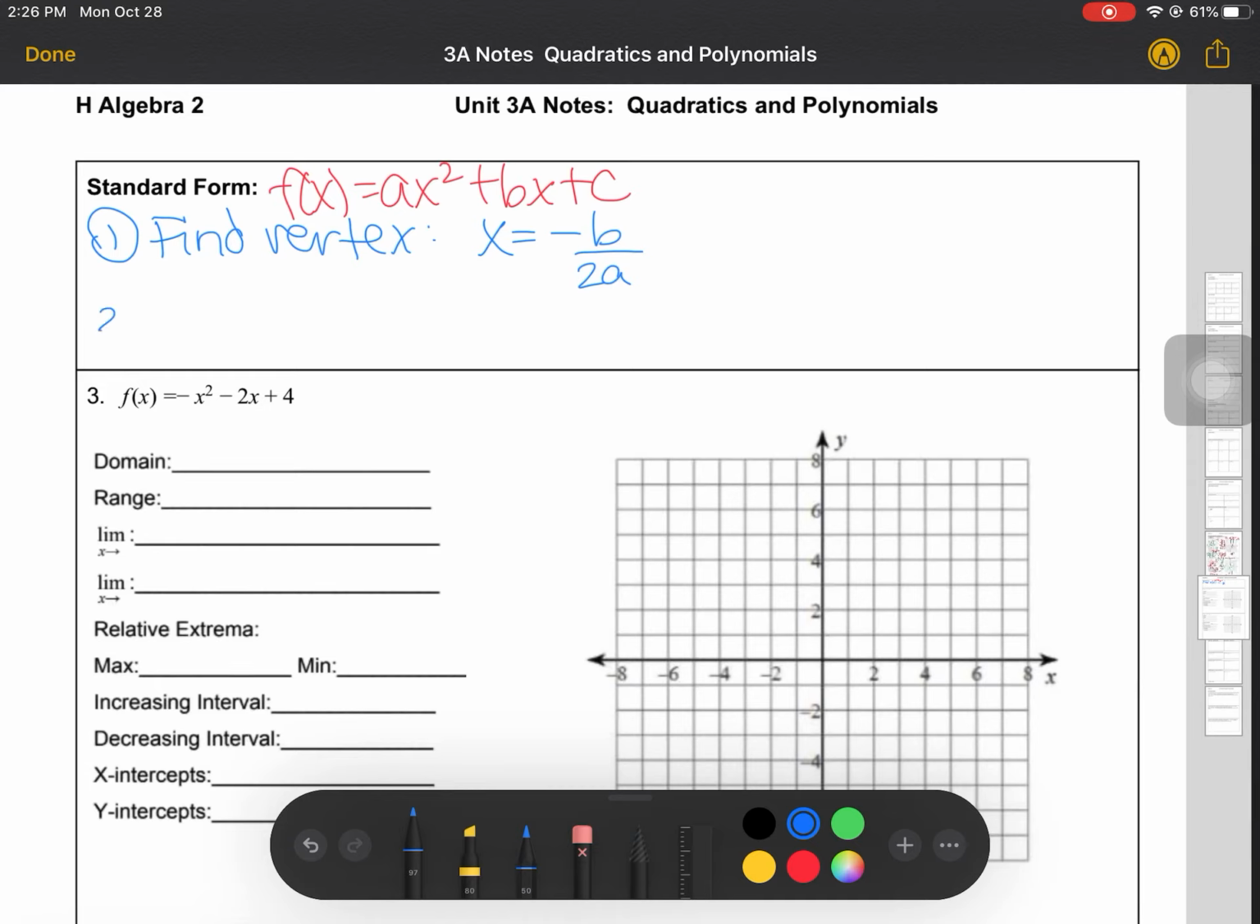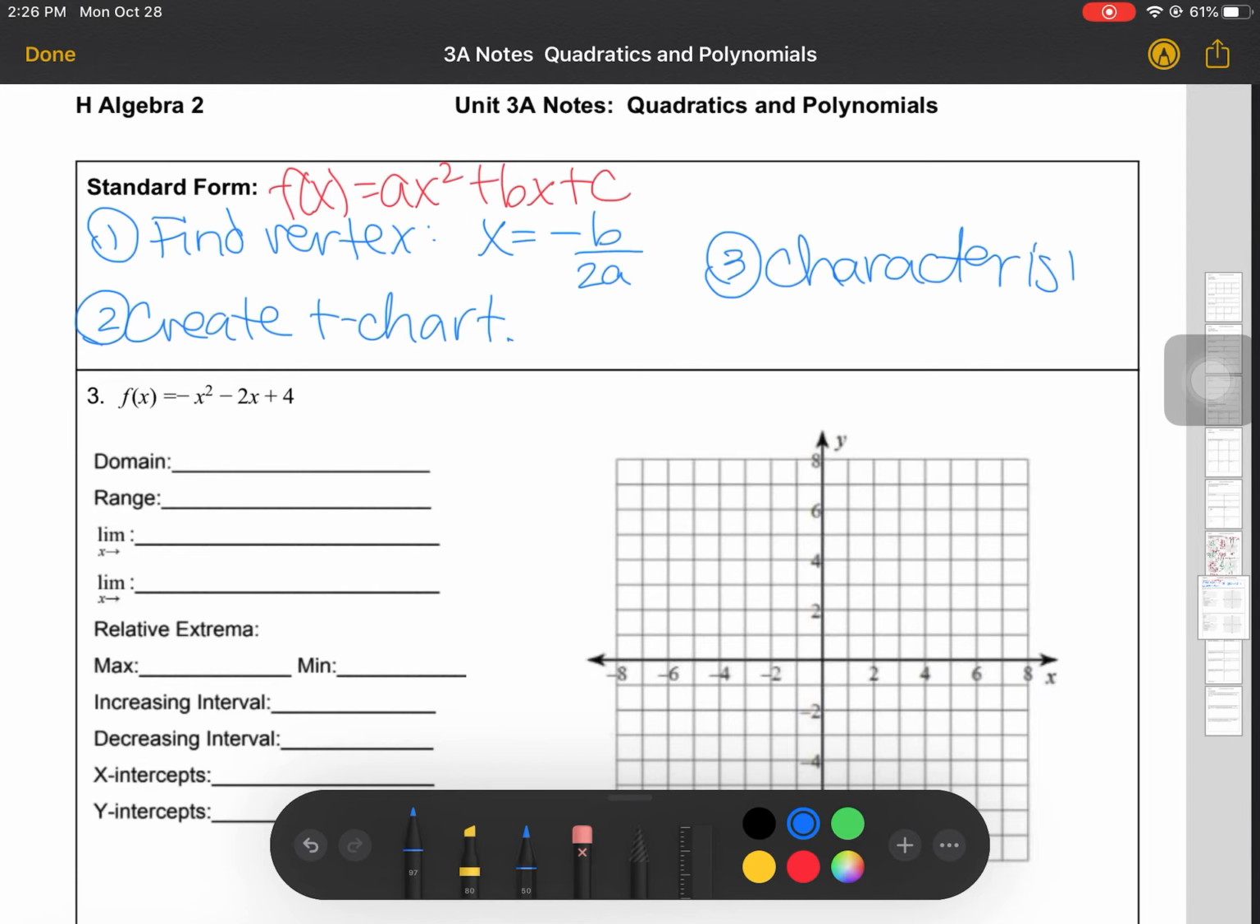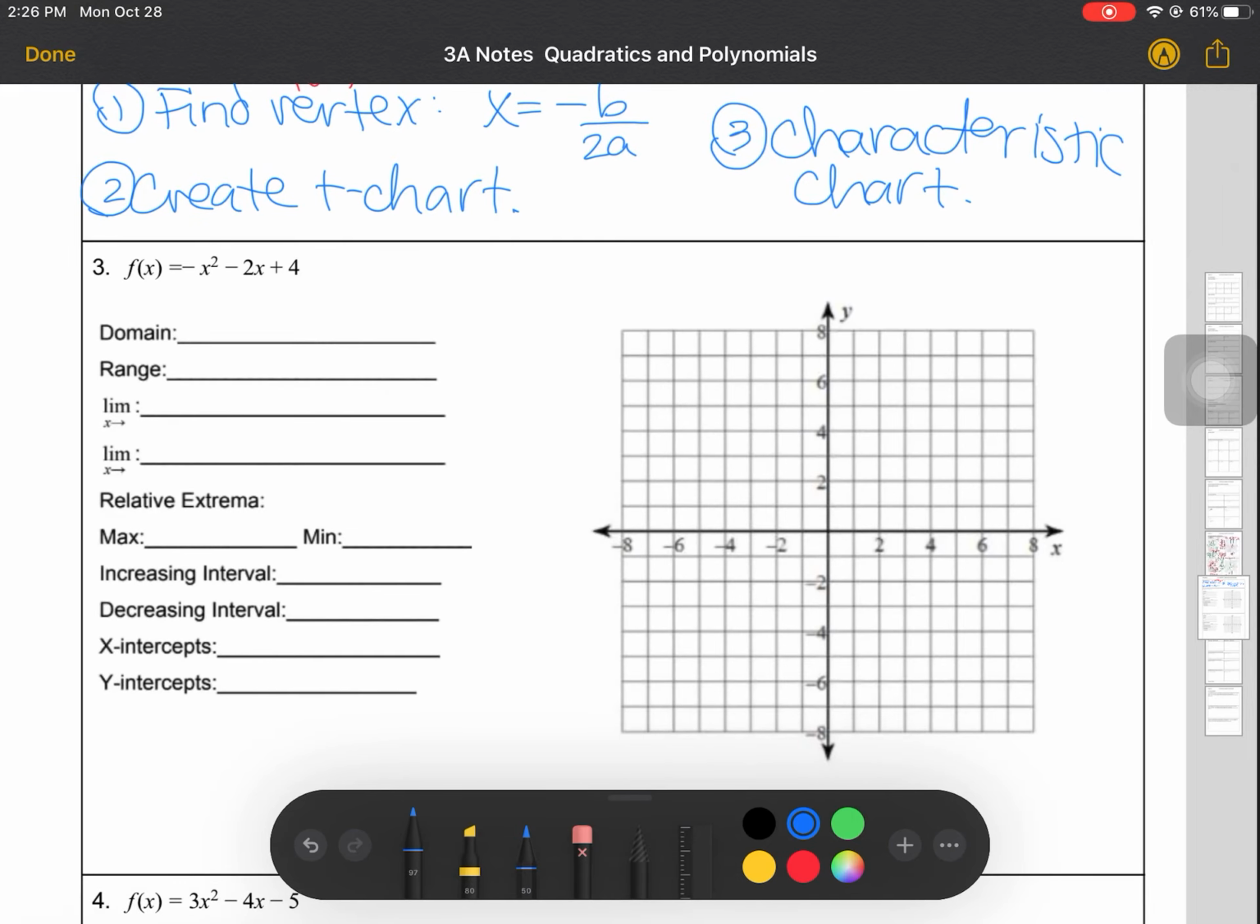But then from there, once you know your vertex, you're still going to create your t-chart, and then you're still going to do your characteristic chart. So nothing else at all changes, except for how you find it. Okay, so to find my vertex here, I need to do negative b over 2a. My a value is negative 1, my b is negative 2, and my c is 4. So negative b, negative 2, gives me a positive 2, divided by 2 times negative 1. When I calculate this, 2 over negative 2 is just negative 1.